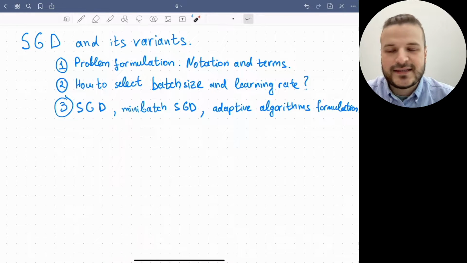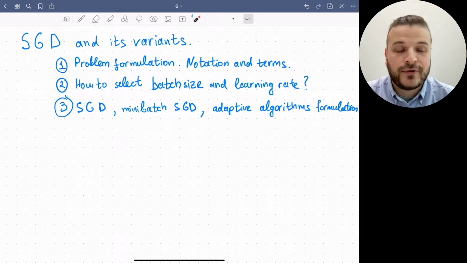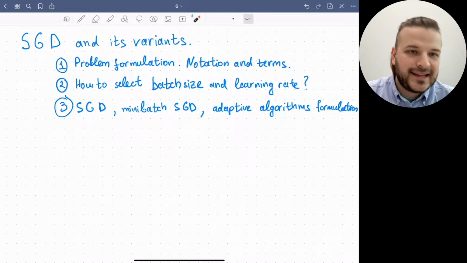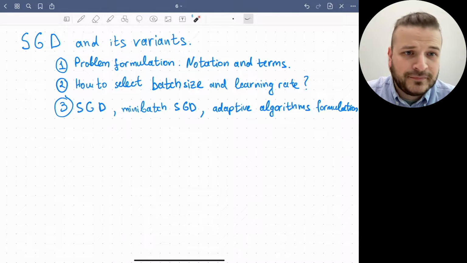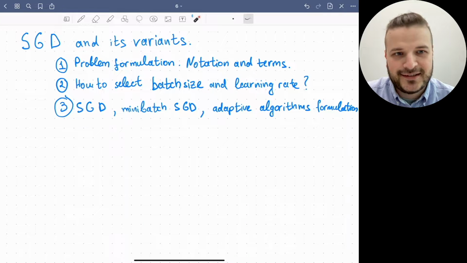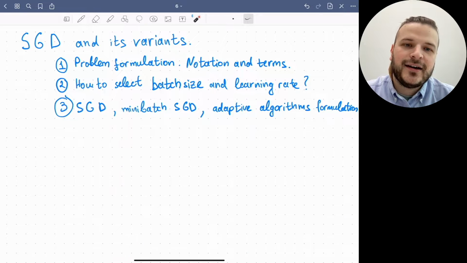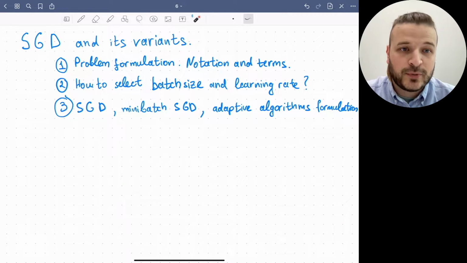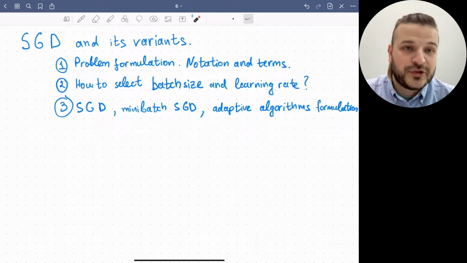And last, we're going to talk about different versions of SGD, which are slight modifications of the algorithm, such as RMSprop, Adam, Adadelta, etc. All these algorithms have some quasi-Newton nature in mind, and they're trying to deal with the problem of selecting optimal hyperparameters for each specific problem, for each specific data set.